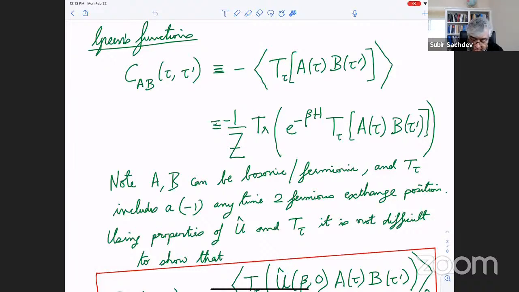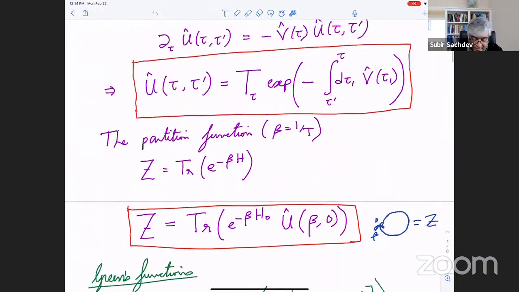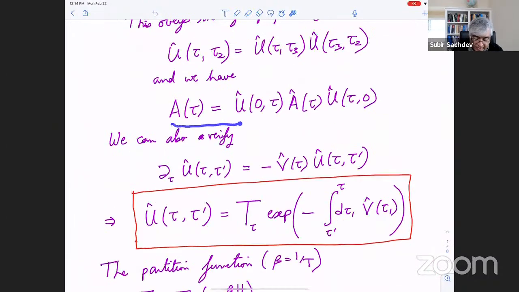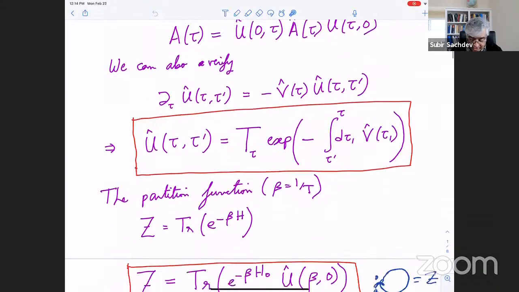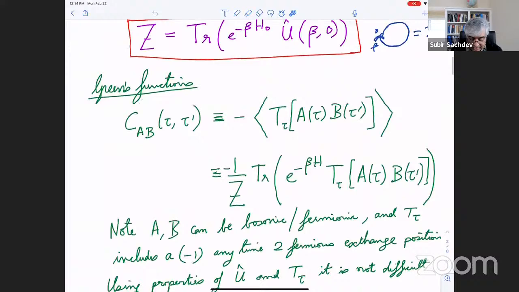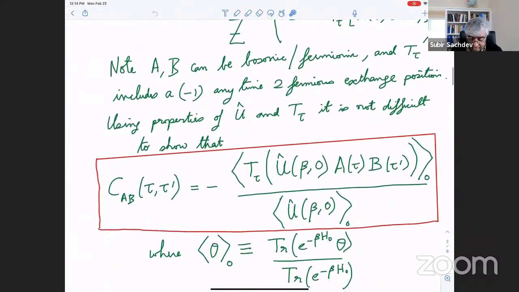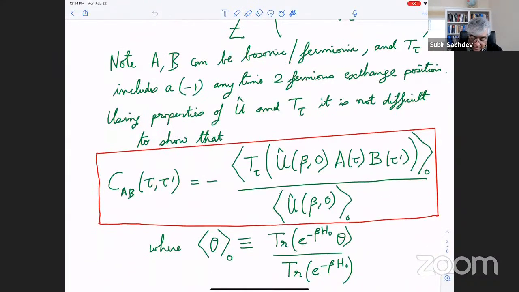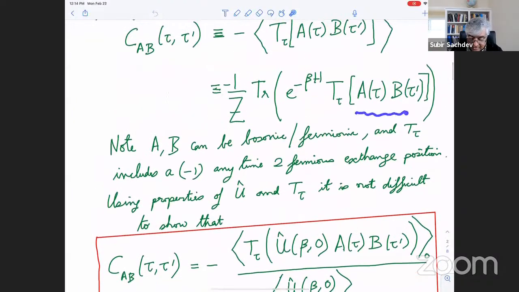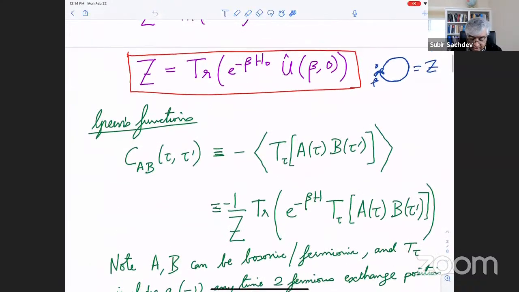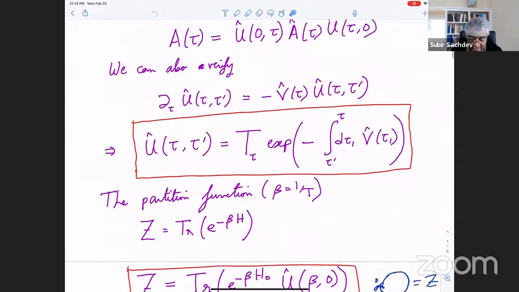Okay, so now you take this expression and then you take this expression here for the time evolution of any operator in terms of U hat, and you put them all together. This is done in much detail in the book. So you have to evaluate this thing here. You have an e to the minus beta H here and various U hats of time tau and U hats of time tau prime and so on.